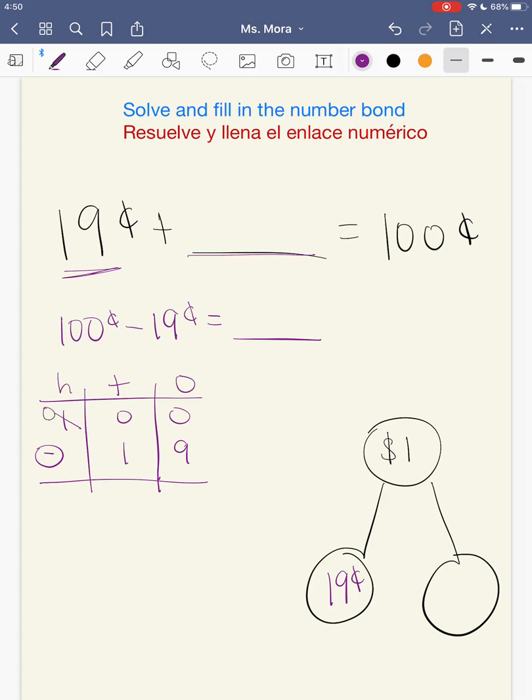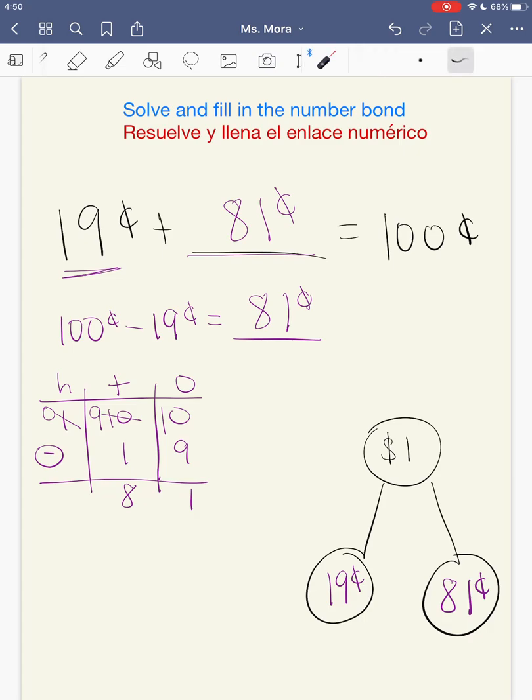I'm going to decompose, so now I have 10 tens, then I'm going to decompose again, so now I have 9 tens, I have 10 ones. 10 minus 9 is 1, 9 minus 1 is 8, and I have 0 minus nothing in my hundreds place. So my missing part is 81 cents. So I'm going to fill that in my number bond, 81 cents, and in my blanks, 81 cents, okay?